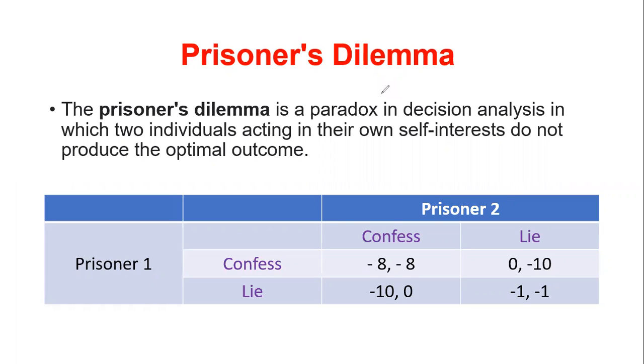Since both players cannot contact each other, now let's understand what player 1 will do, what will be his optimal choice. He would just think, look, if player 2 confesses, I could be in jail for 8 years if I confess too. But if I lied, I could be in jail for 10 years. In this case, it's best for me to confess.